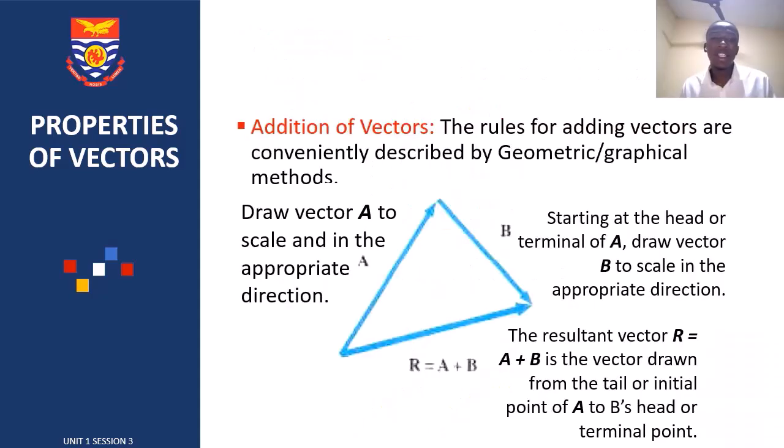The third property is the addition of vectors. Let's look at the diagram that we have here. Supposing we have a vector A starting from here which ends here, and we have a vector B also starting at the head of the arrow of A and ending here. Anytime we want to find the resultant vector of A and B, it's from the initial point where A started to the head of vector B.